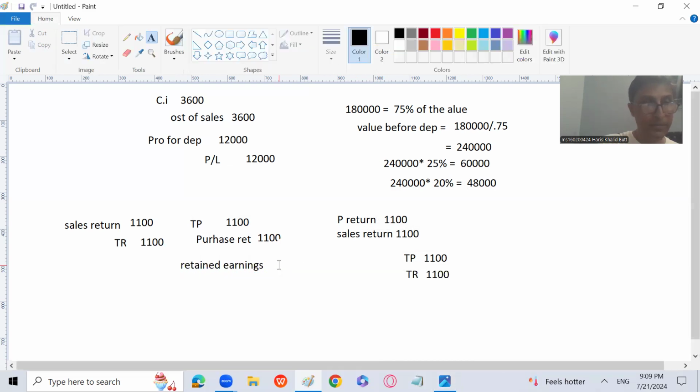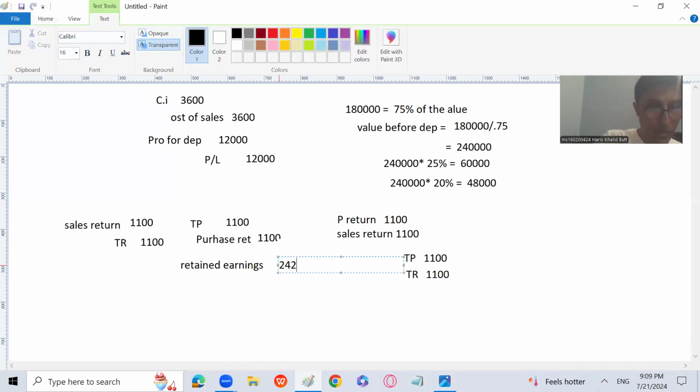242,400. Okay. Right. Now you just have to look at the entries and you will be able to understand what to do. This is the incorrect balance of retained earnings, right? So you can write incorrect retained earnings if you want to.